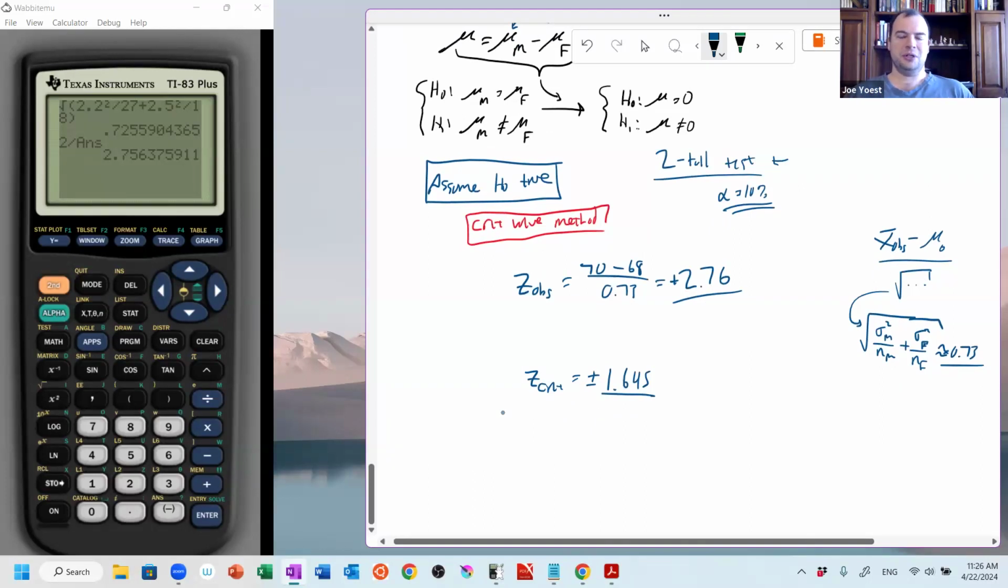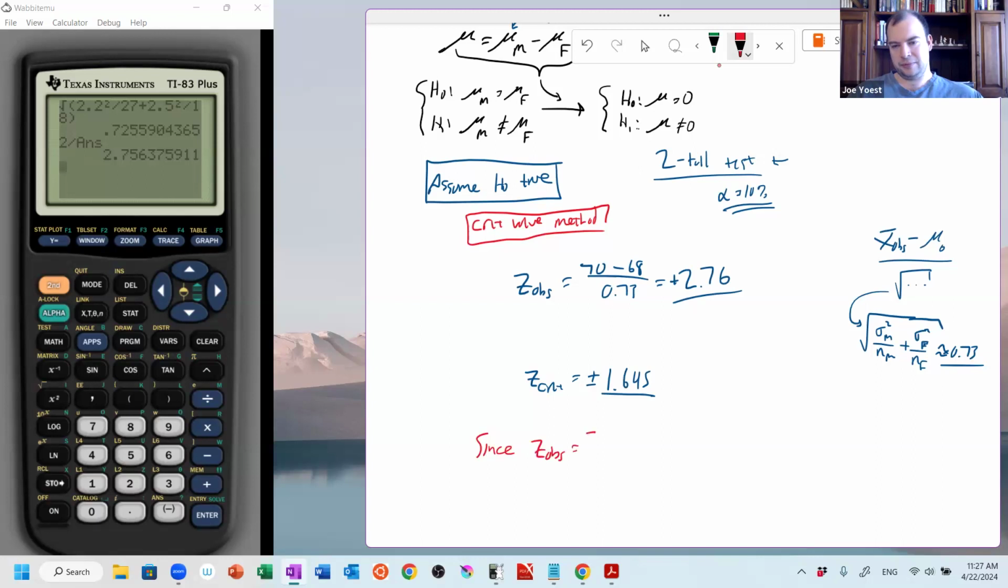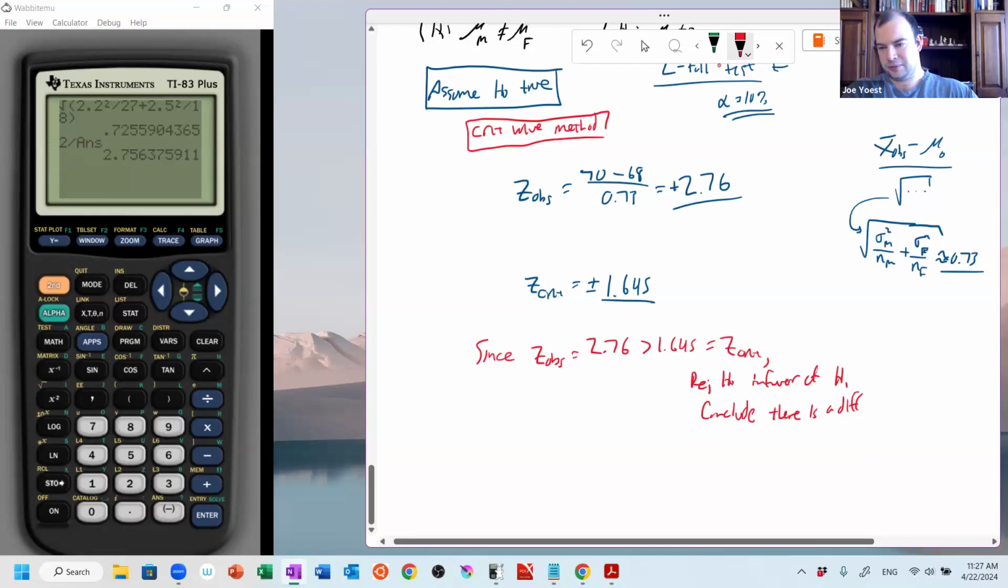Here's Z critical. Remember, this is a two-tail test, so if Z observed is bigger than the positive Z critical, or if it's less than the negative Z critical, in either case, I'm far out into one of the two tails, I reject the null in favor of the alternative, and that is true here. Since we are far enough into the right tail, since Z observed of 2.76 is bigger than 1.645, which is the right-hand side Z critical, we reject the null in favor of the alternative, and we conclude that there is a difference in mean driving speed.